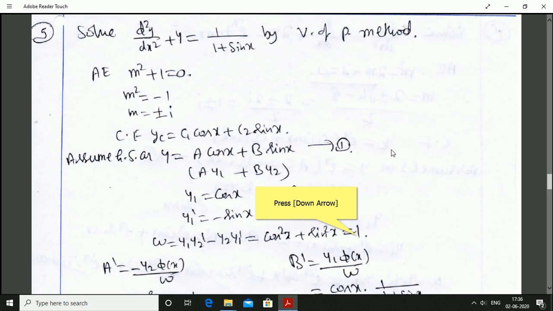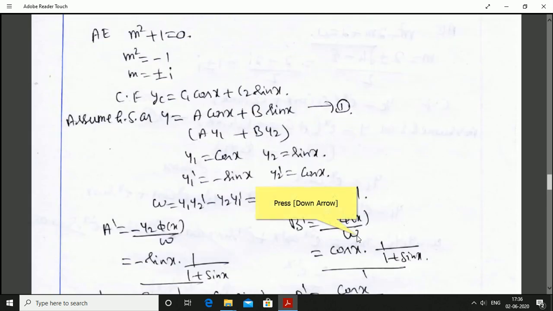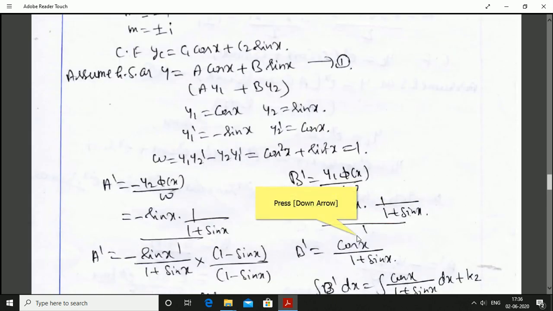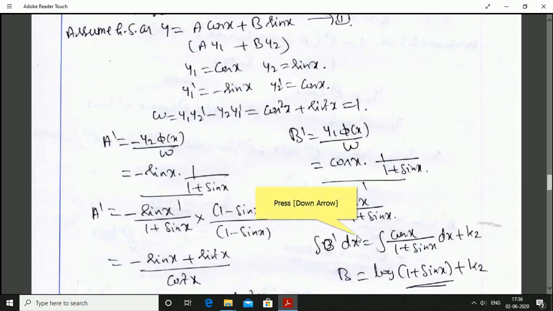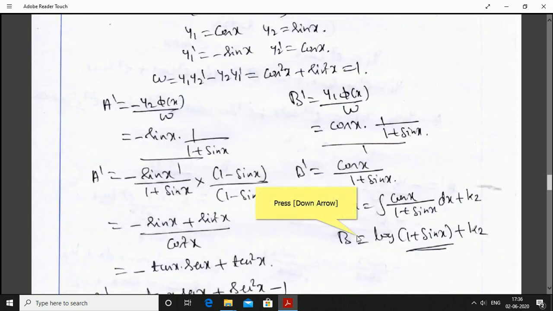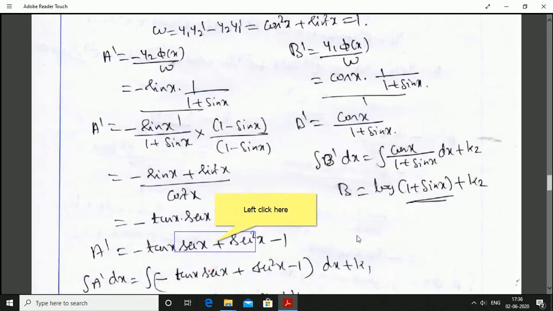W is equal to y1 into y2 dash minus y2 into y1 dash. Cos x into cos x is cos square x, minus sin x into minus sin x is minus of minus plus sin square x. Cos square x plus sin square x is equal to 1. A dash is equal to minus y2 into phi of x divided by W. Minus y2 is sin x, phi of x is 1 divided by 1 plus sin x, W is 1. So minus sin x divided by 1 plus sin x.